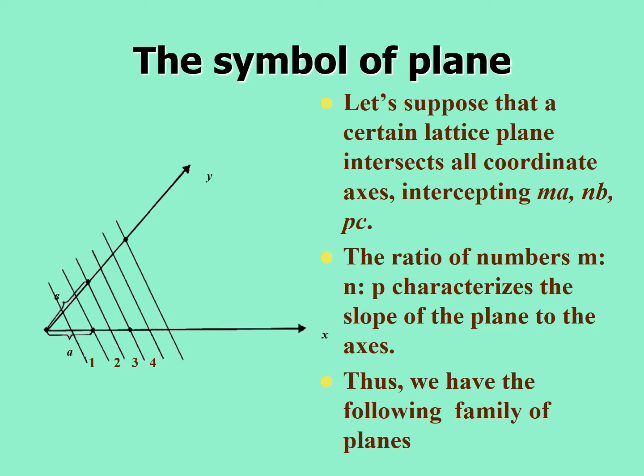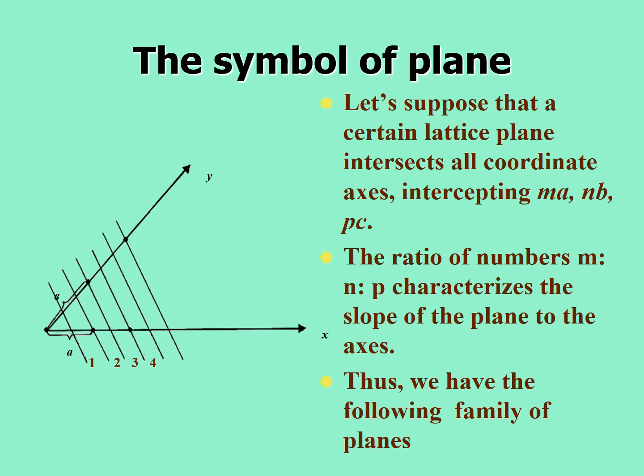Planar grids in the space lattice and the corresponding faces of the polyhedron are also characterized by a slope in the given coordinate system. Each crystal face is parallel to a planar grid, and there is an infinite number of planar grids parallel to it. And now we will tell about the indexing of planes. Let's suppose that a certain lattice plane intersects all coordinate axes, intercepting m a, n b, p c. The ratio of numbers m, n and p characterizes the slope of the plane to the axis.